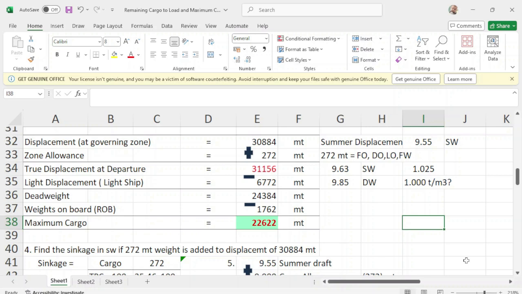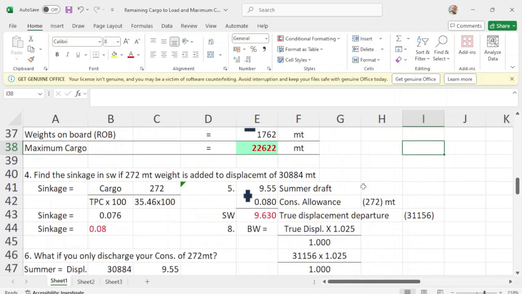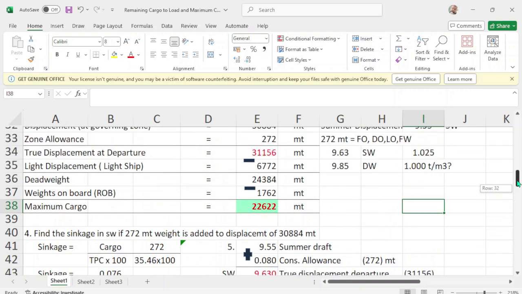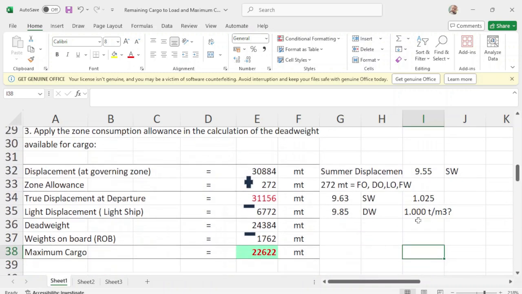This is this one, and the drop of salt water is 9.63 in salt water. Okay, so your 9.63, to get the brackish water, the formula is true displacement, or this one, times the salt water density of 1.025, divided by the density of 1.00, which is this one.